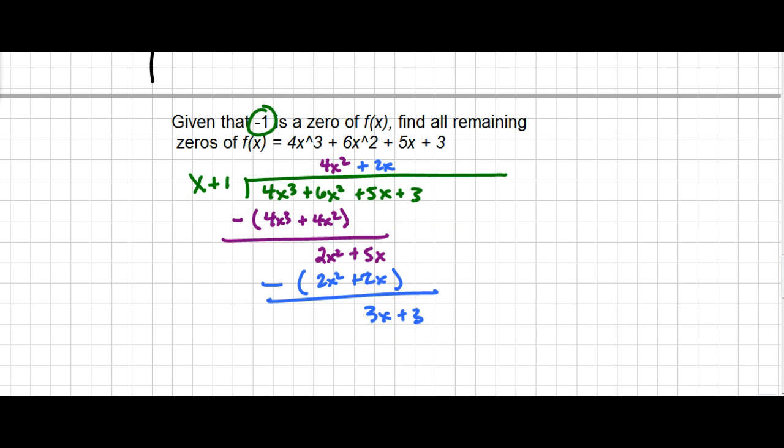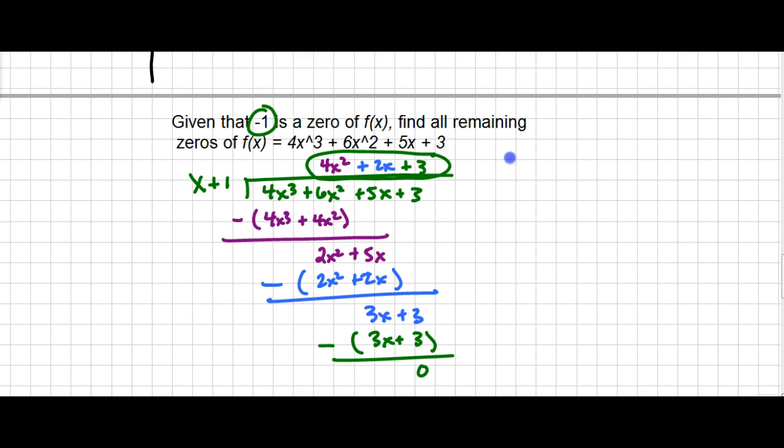X times what is 3x? That's easy. That's just a 3. 3 times 1 is 3. 3 times x is 3x. Luckily, when we subtract, we do get 0. We ended up with no remainder. So let's look at what we got. We have 1 zero that we turned into a factor. We divided that factor into the polynomial, and we got this.